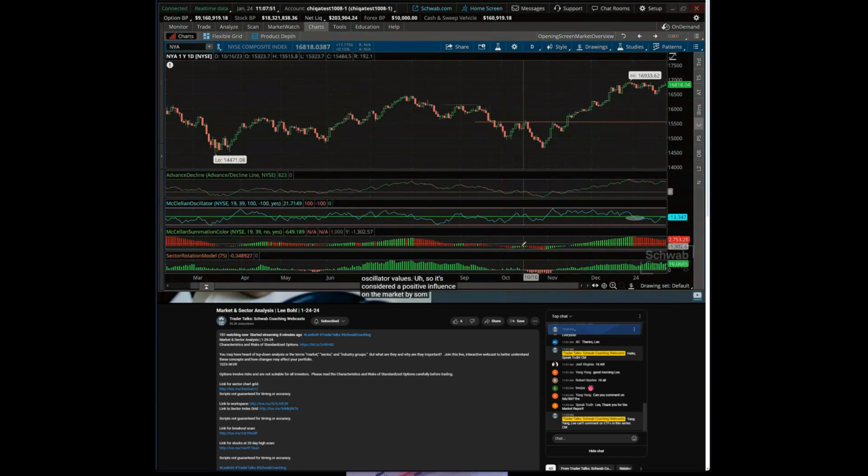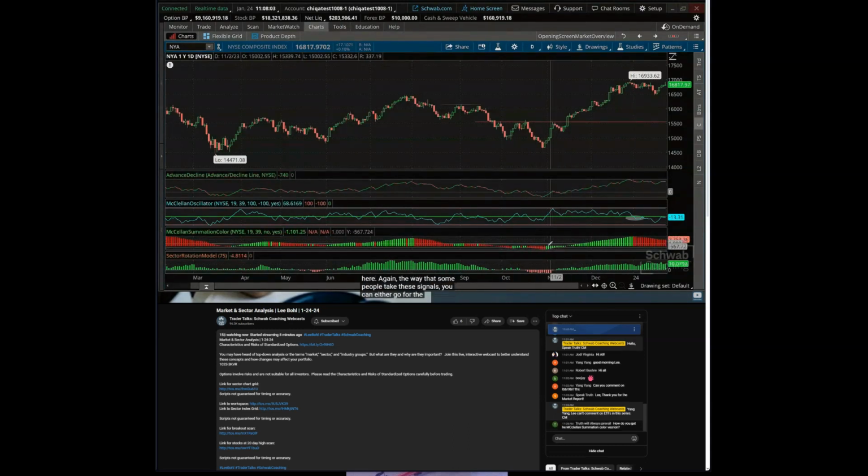It's considered a negative influence on the market when it drops below zero, as you can see here. Again, the way that some people take these signals, you can either go for the absolute cross or you can look for the turn. Okay, it's up to you which one. The turn usually comes sooner, but some technical traders think you can also get whipsawed a little bit more with that. So I just thought I would show you that as well.